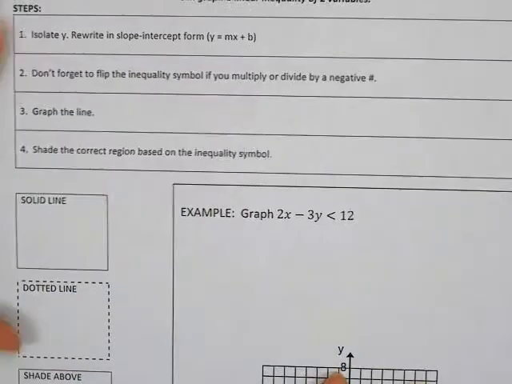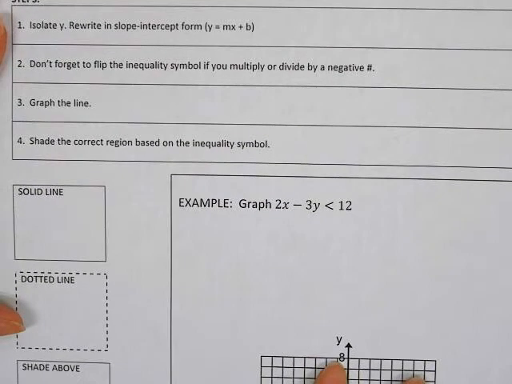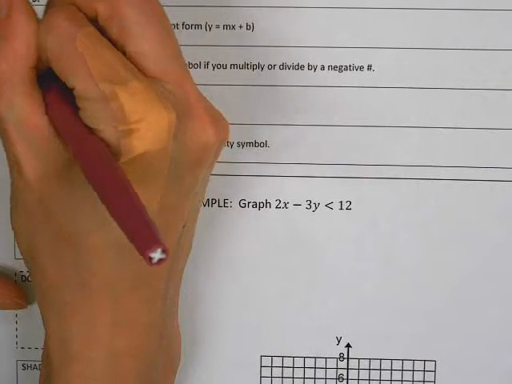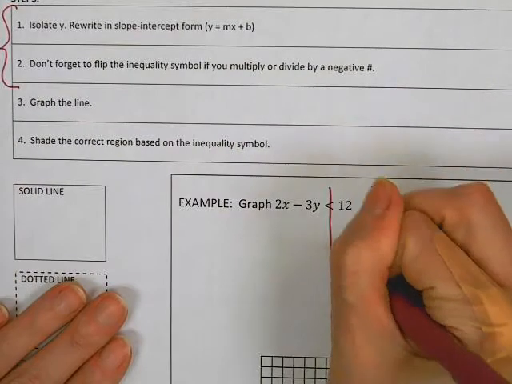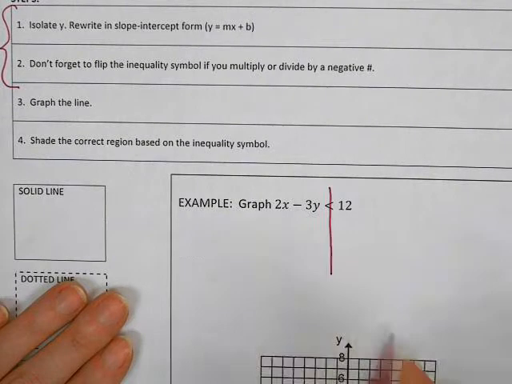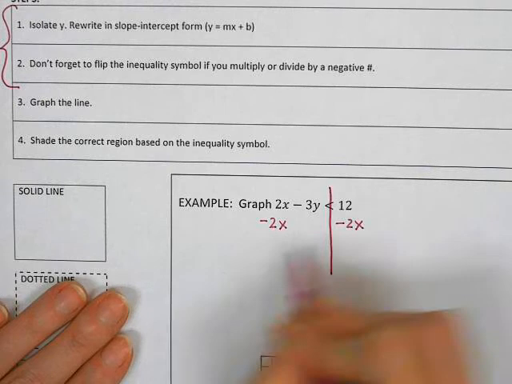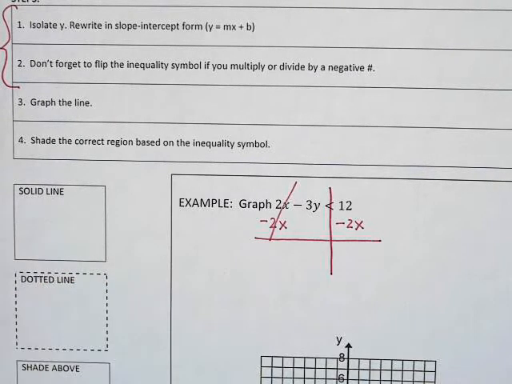So, steps. First step, isolate y. Rewrite in slope-intercept form. Don't forget to flip the inequality symbol if you multiply or divide by a negative. So let's do these first two steps right away. So draw the line. You're trying to get y alone. So that means we need to minus 2x from both sides. Remember this from like chapter 3 or 4?